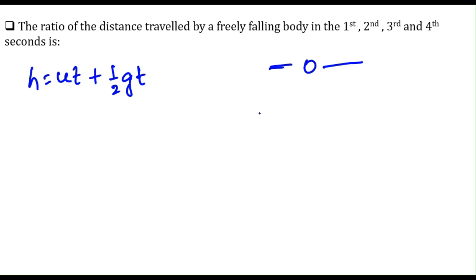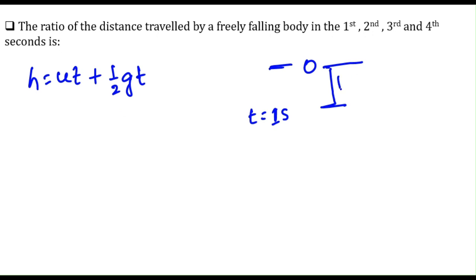Okay. Let's try another question. It is also the easy one. So what is happening here? The ratio of the distance traveled by a freely falling body in the first, second, third, and fourth seconds is. So how can we calculate? As we know, h equals ut plus half gt square. Let's say body starts falling from a level here, and at t equals 1 second, at what distance below its original level it will be.